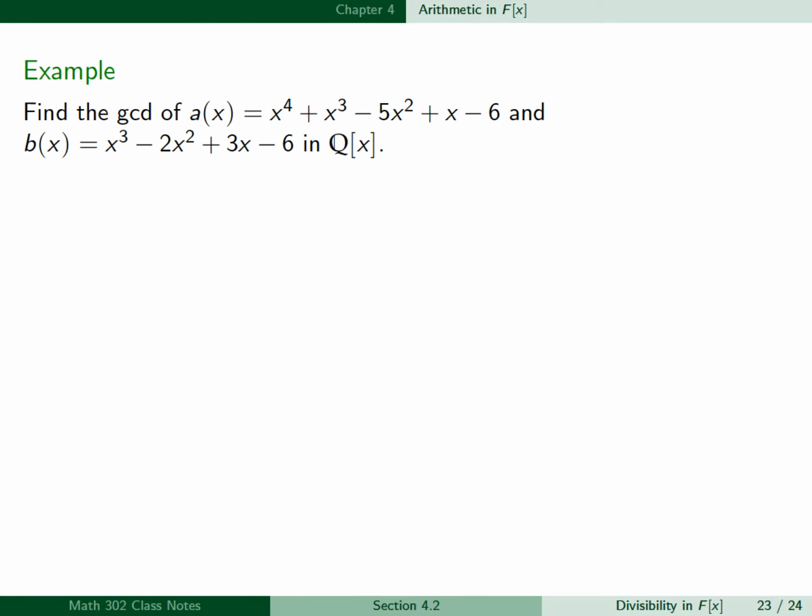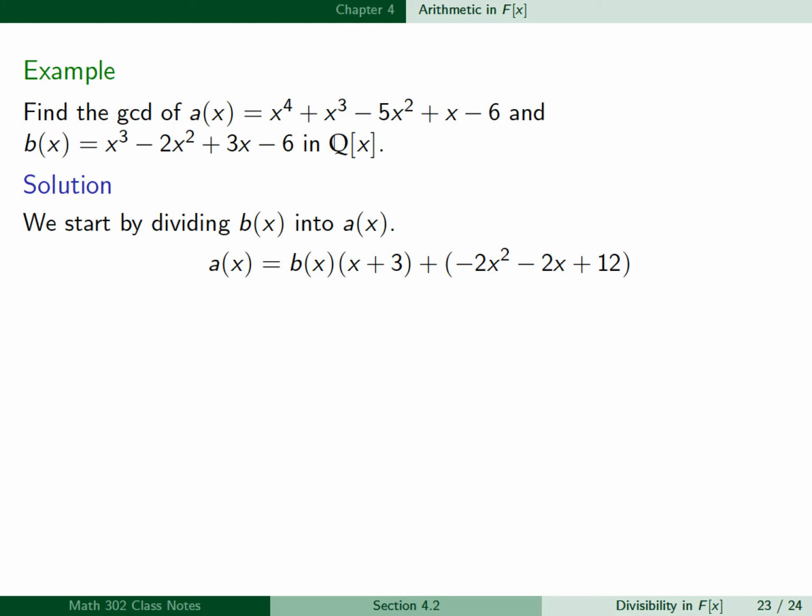For an example, we can find the GCD of a of x equals x to the fourth plus x cubed minus 5x squared plus x minus 6, and b of x equals x cubed minus 2x squared plus 3x minus 6 in Q bracket x. So we start by dividing b of x into a of x. And we obtain a of x equals b of x times our quotient x plus 3 plus the remainder minus 2x squared minus 2x plus 12. We do this by using long division, which I'm not showing here.